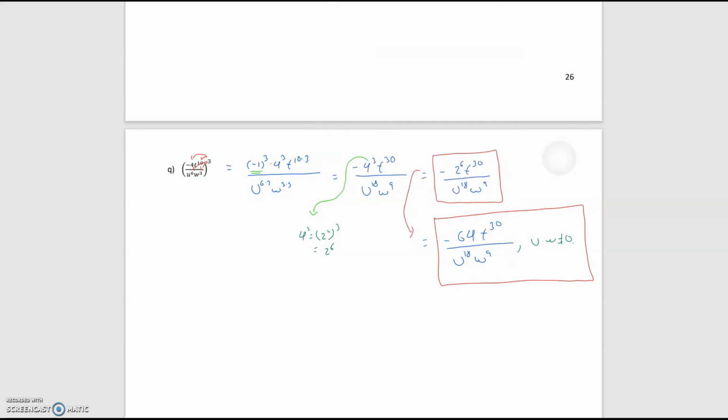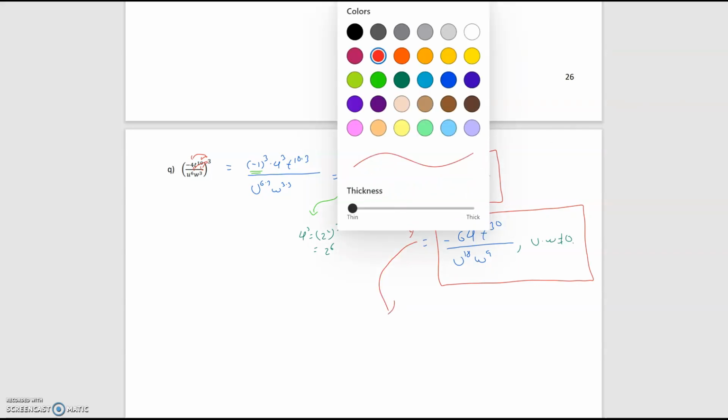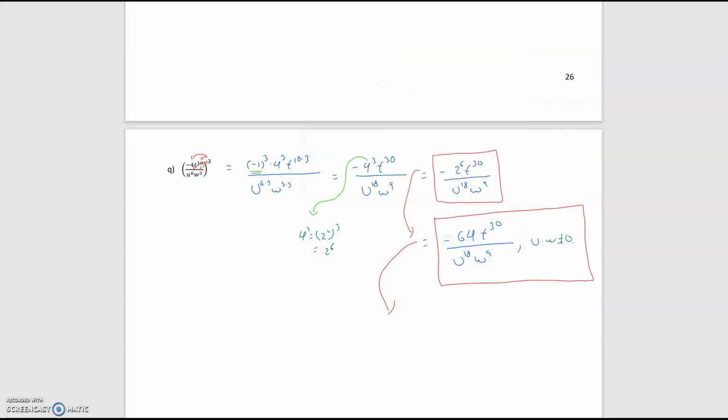And let me just rewrite that fraction in a different form. So I'm currently putting the negative on the top. You may see it on some problems with the negative on the side. So -64 t to the 30th over u to the 18th and w to the 9th, with the disclaimer that u times w cannot equal 0. Putting u and w cannot equal 0 is sufficient, because if the first power of these two are not equal to 0, raising it to the 18th or to the 9th are not going to make them 0 either.